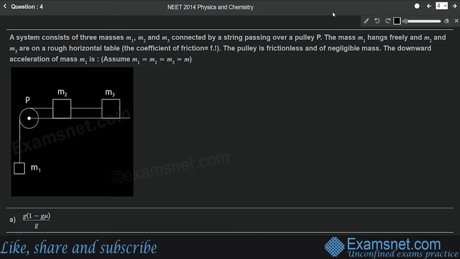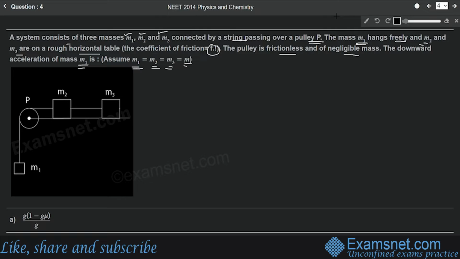Question number 4 is from the chapter Laws of Motion, and the question is: a system consists of three masses m1, m2 and m3 connected by a string passing over a pulley P. The mass m1 hangs freely and m2 and m3 are on a rough horizontal table. The coefficient of friction is mu. The pulley is frictionless and of negligible mass. The downward acceleration of mass m1 is. Assume m1 equals m2 equals m3 equals m.